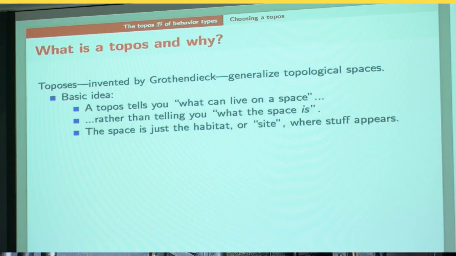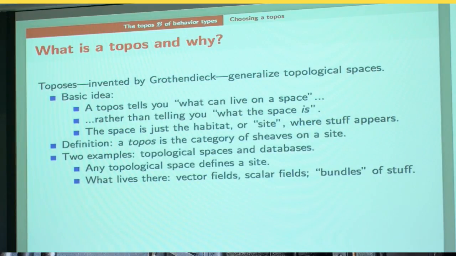Okay, so toposes were invented by Grothendieck, and they generalize topological spaces. The basic idea of toposes is that it tells you what can live on a space rather than what that space is, in some sense. So the space, like Earth, isn't the interesting thing. The interesting thing is what happens on Earth. So the space is just the habitat or site, we call it site, where stuff appears. And the stuff is what we care about, and that's what the topos is about.